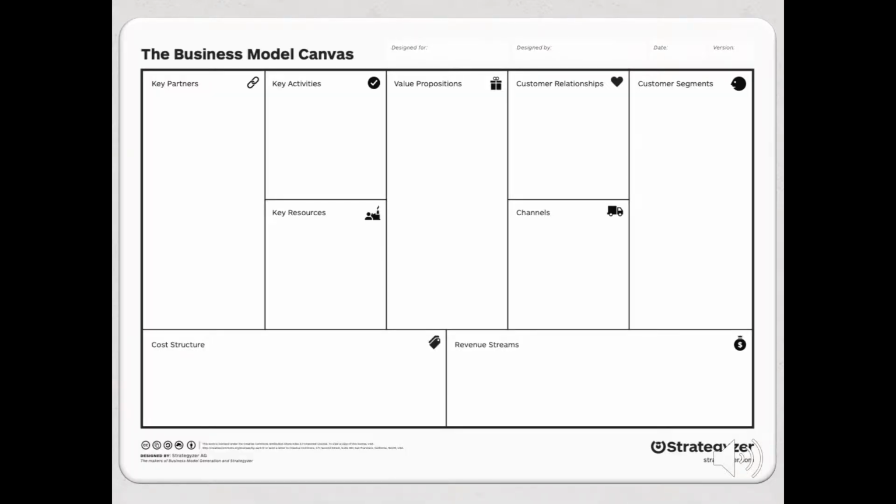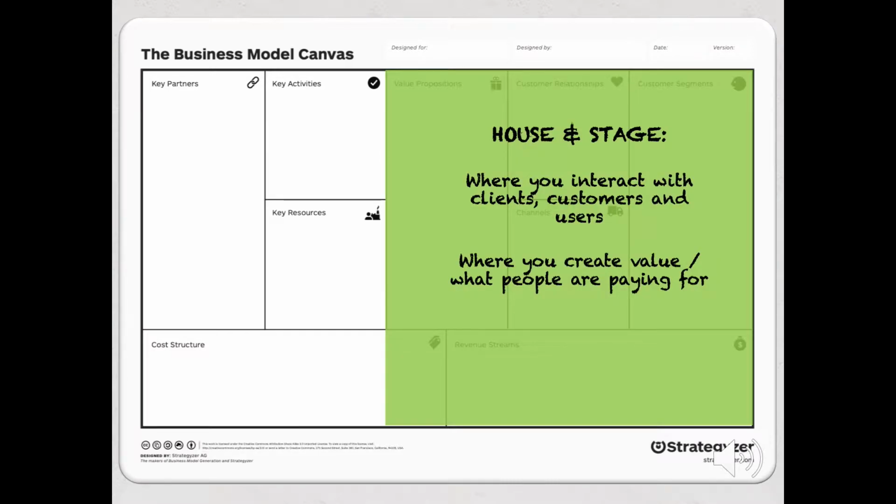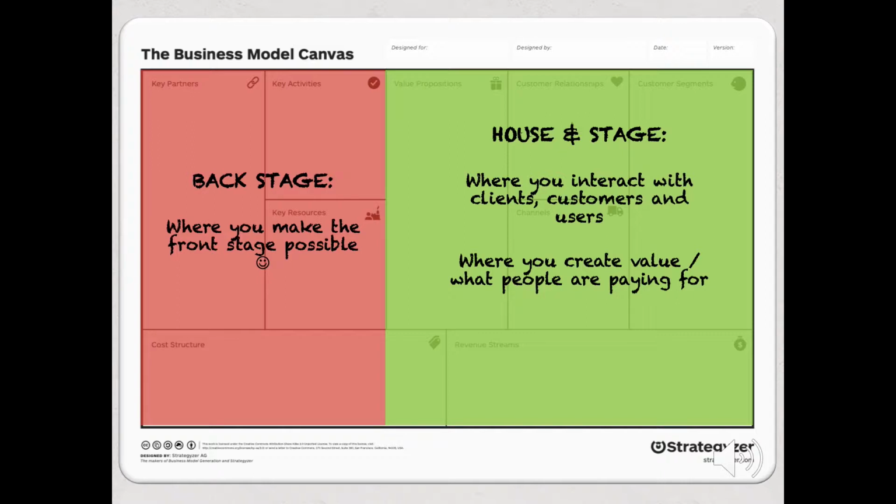In the case of the business model canvas, we can think of the right-hand side as the front of house, or the customer-focused parts of the business, while the left-hand side can be thought of as the backstage, where everything that needs to make what the customer experiences possible happens.